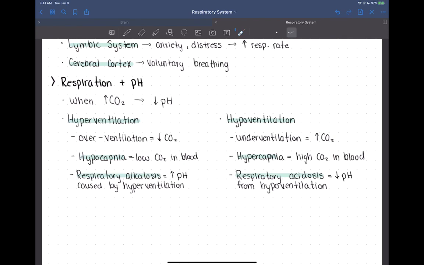The opposite situation, hypoventilation, is underventilation. This would be like very shallow breaths. You're not getting rid of enough CO2, so CO2 will start to build up, leading to hypercapnia, too much CO2 in the blood, and that would make the blood very acidic. That would be acidosis, and because it's caused by hypoventilation, it's called respiratory acidosis.